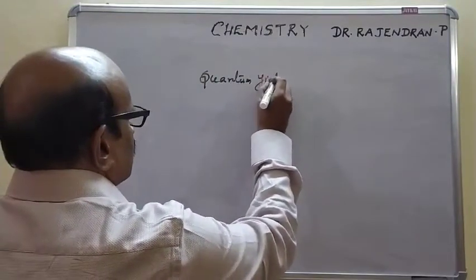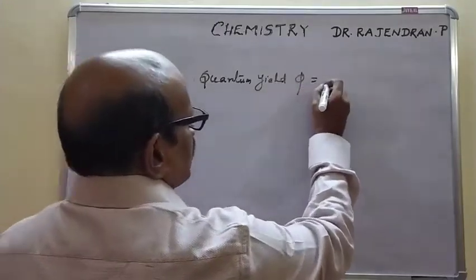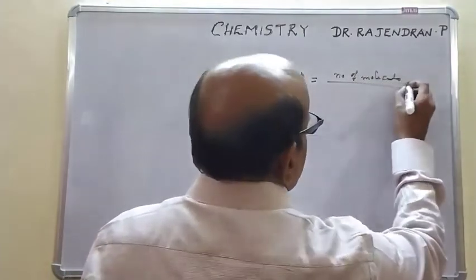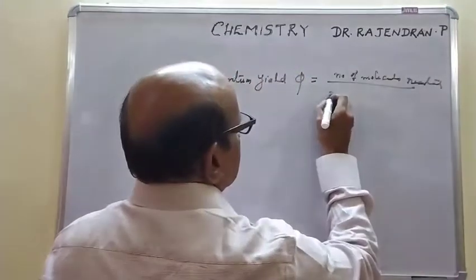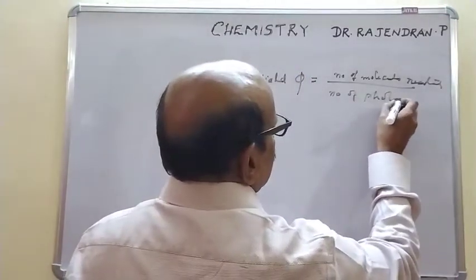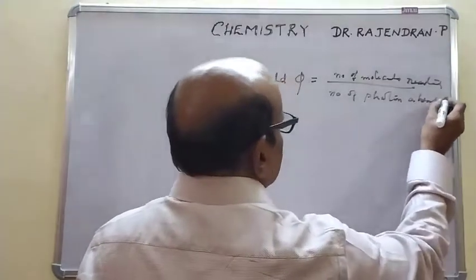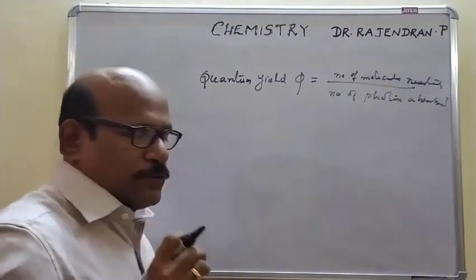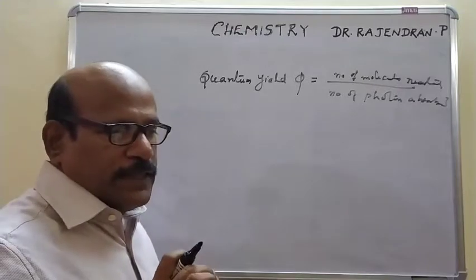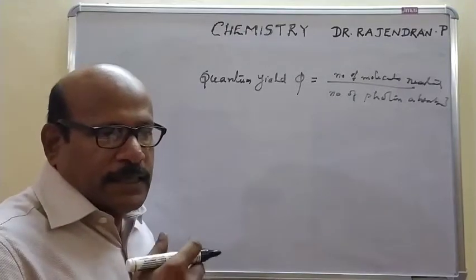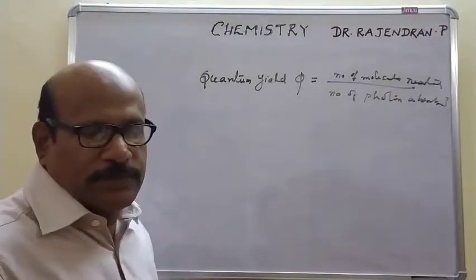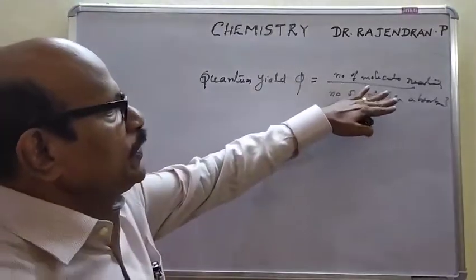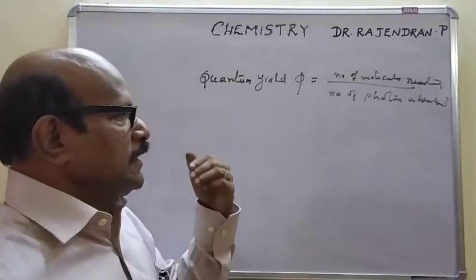Quantum yield, that is phi, is equal to the number of molecules reacted divided by the number of photons absorbed. According to Stark-Einstein law of photochemical equivalence, these two are equivalent to each other. That is, according to that law, each molecule of the reactant gets excited or undergoes reaction by the absorption of one photon each from the radiation. So when I apply this law, the number of molecules reacted divided by the number of photons absorbed should always be equivalent.